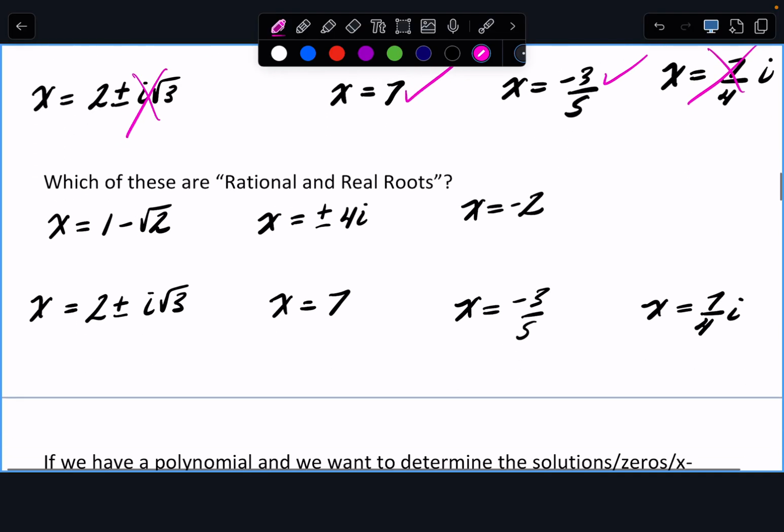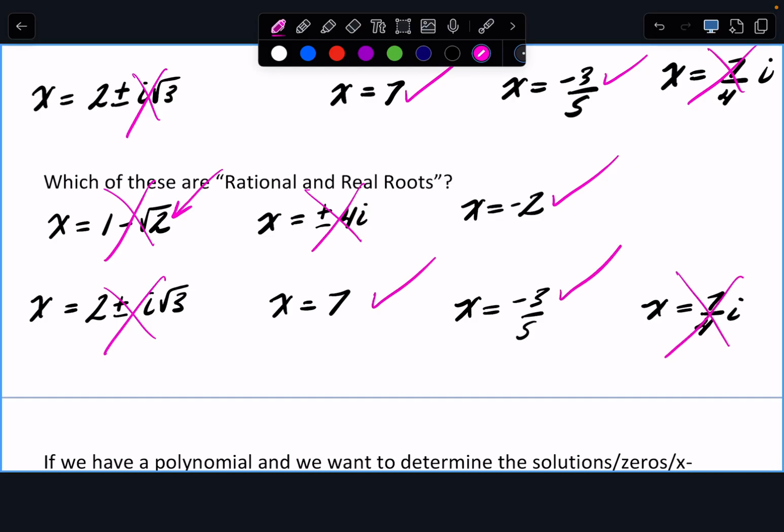All right, which ones are rational and real? They have to be rational, and they have to also be real. So would this one be rational and real? No, it's irrational. Everyone with me? This one is no, it's not real. This one's rational and real. No, it's imaginary. Rational and real. No, it's imaginary.